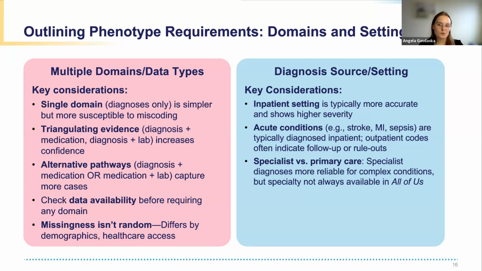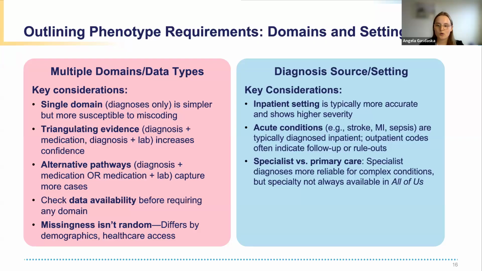Something else to consider with multiple domains is having multiple pathways or different case definitions for your phenotype. So instead of requiring a diagnosis and a medication and a lab, you could be less restrictive and say you want your participants to either have a diagnosis code and a certain medication, or maybe a diagnosis code plus a certain lab result.